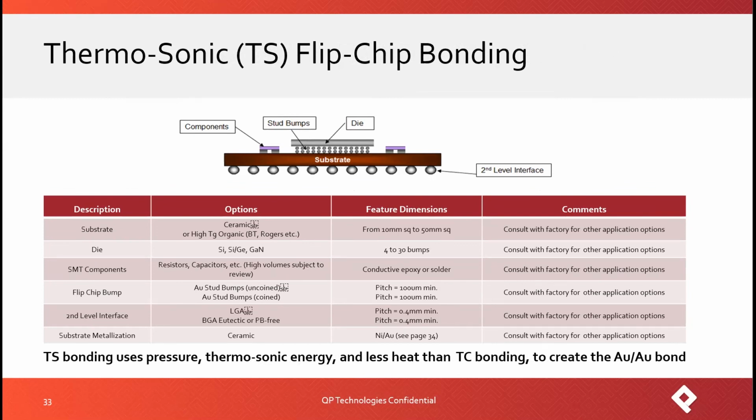Our experience has been that with 30 bumps, and I would say we'd probably be willing to give it a go at 80, but above that we have not found, even though we've worked quite a bit on it, a satisfactory or 100% yield with Thermo-Sonic.